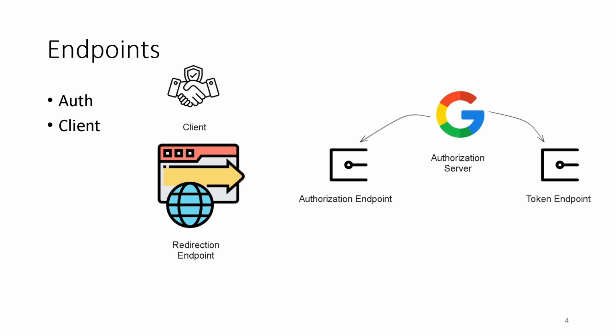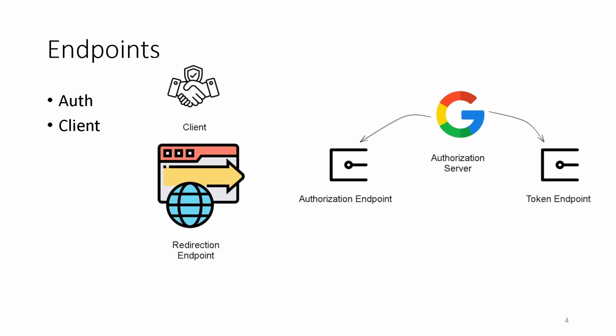The authorization process utilizes two authorization server endpoints. Authorization endpoint: this is used by the client to obtain authorization from the resource owner via user agent redirection. And then we have a token endpoint. The token endpoint is used by the client to exchange an authorization grant for an access token, typically with client authentication.